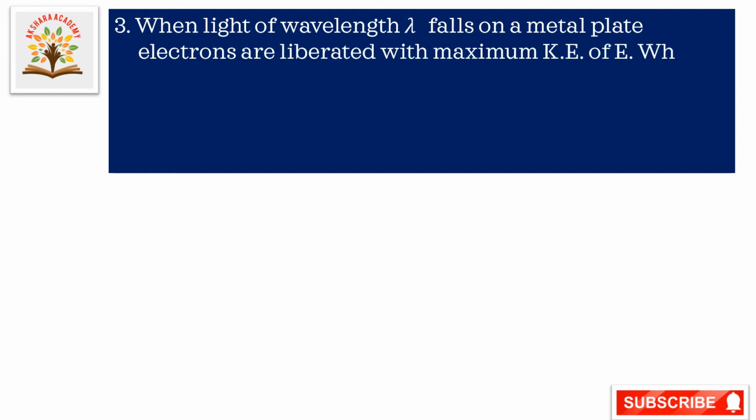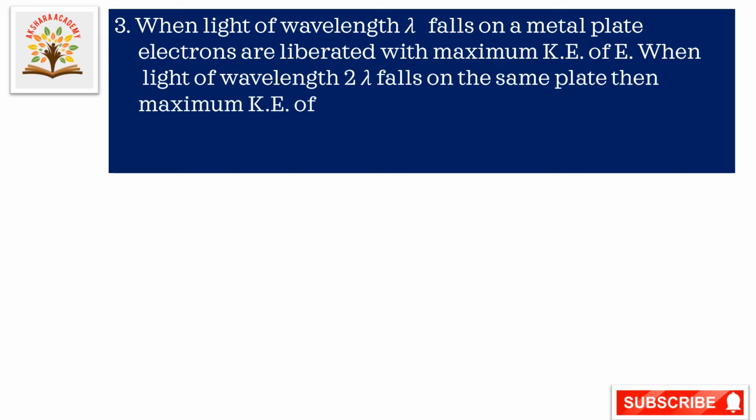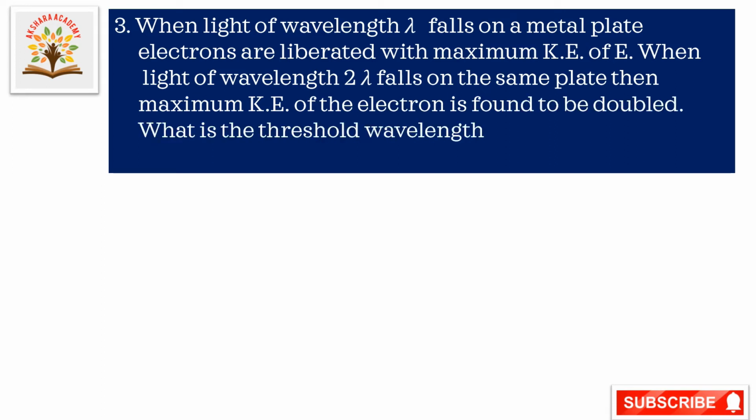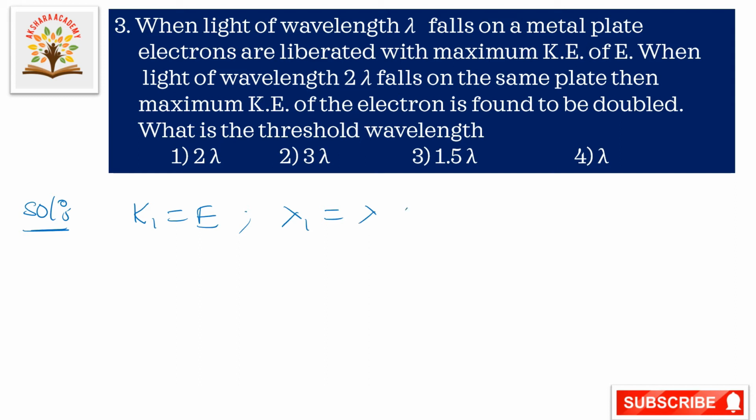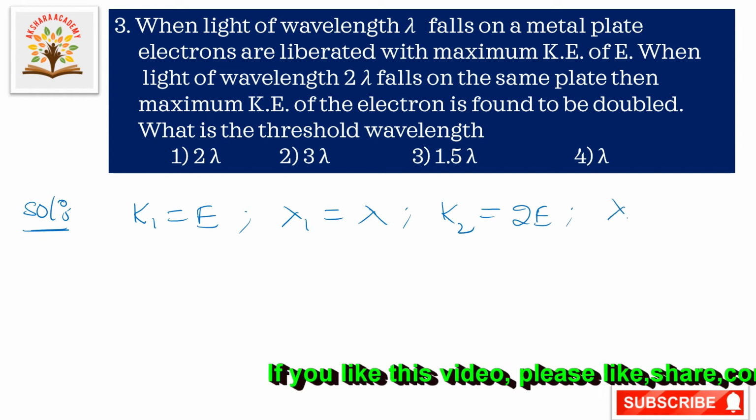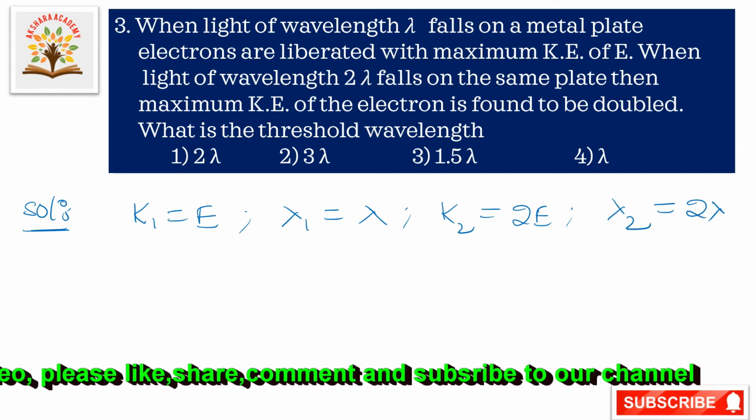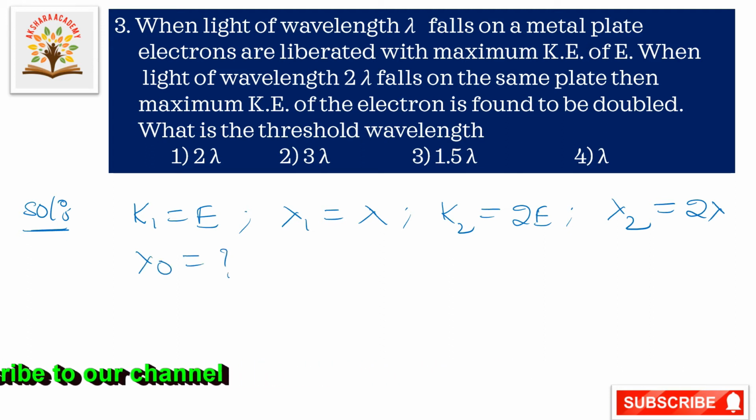Here they have given that when light of wavelength lambda 1 equals lambda falls on a plate, the kinetic energy is E, and when light of wavelength 2 lambda falls on the same plate, the maximum kinetic energy is found to be doubled. We have to calculate the threshold wavelength. Now let us go to the solution. Given K1 equals E, lambda 1 equals lambda, K2 equals 2E, and lambda 2 equals 2 lambda. We have to calculate the threshold wavelength.